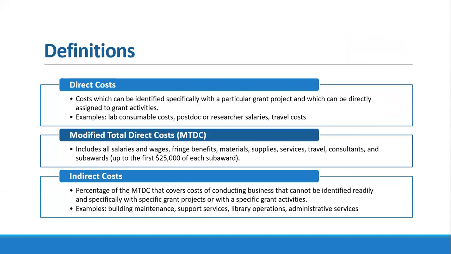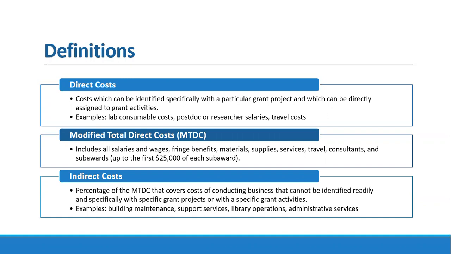And we're going to use a number of different terms today, but some important definitions up front. First, direct costs. These are costs that can be specifically identified with the particular grant project and can be directly assigned to grant activities. So these are things like lab consumables, postdoctoral research salaries, travel costs, kind of the nuts and bolts of doing the project.